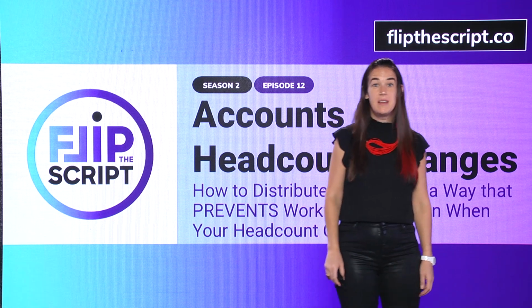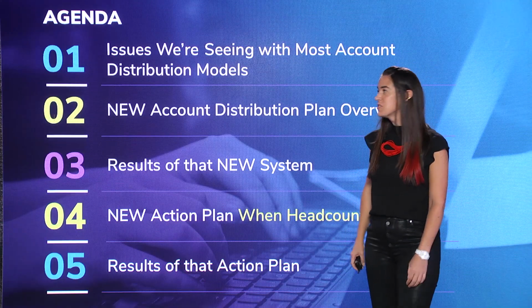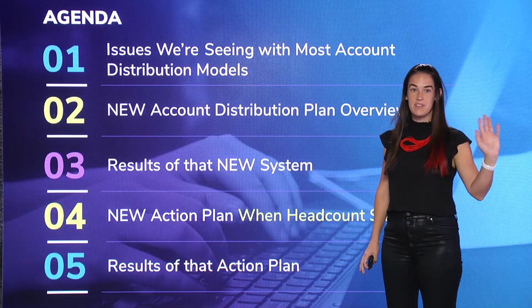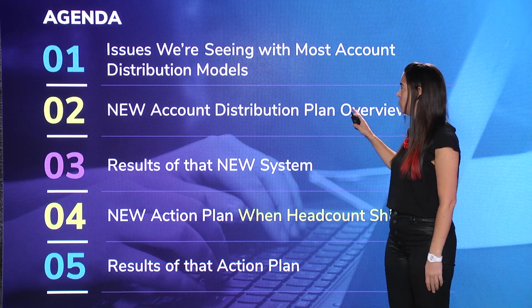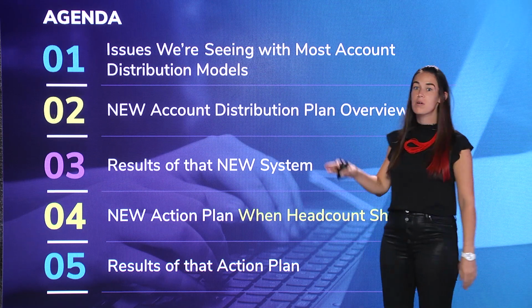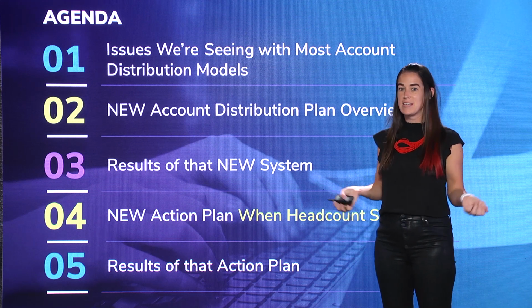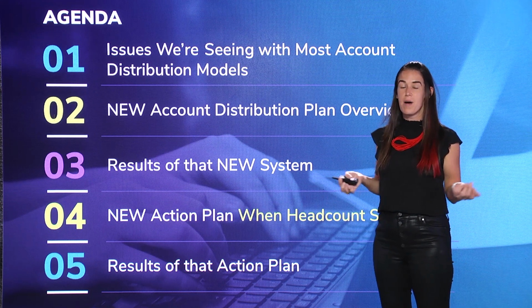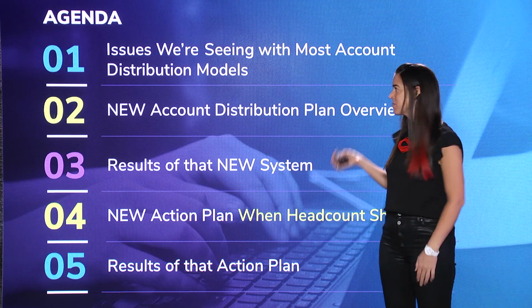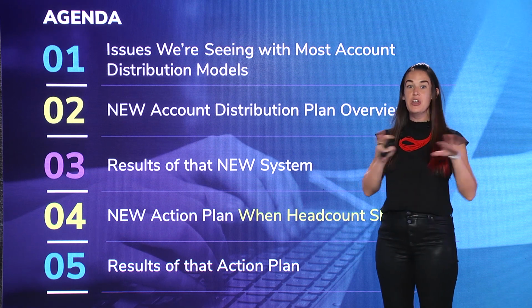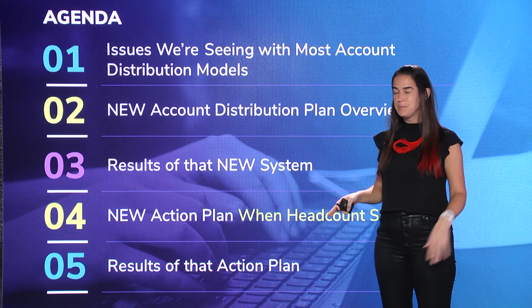So let's start with a bit of an agenda. Our session today is broken up into 5 different pieces. Number 1, we're going to go through the issues that we're seeing with most account distribution models. Whenever people are divvying up their accounts to their account executives and their SDRs, what are the problems they're most commonly incurring? Number 2, we're going to go over a new account distribution plan overview.